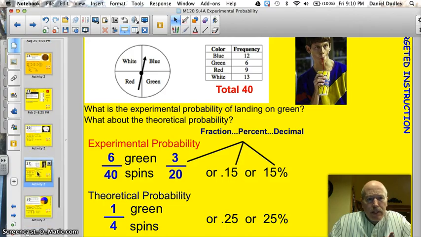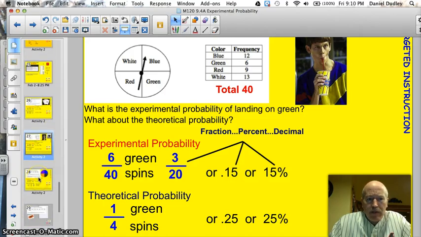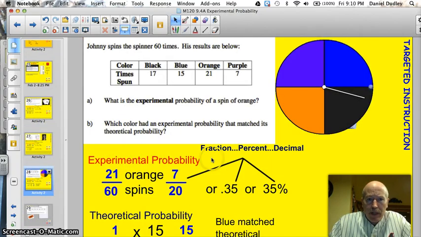All right. There's another example, and they like to do these kinds of problems on tests, and I want to give you one. Johnny spins this spinner. Give it a spin. Come on, it won't spin. Well, there we go. Johnny spins this spinner 60 times and his results are below. So he had 17 black, 15 blue, 21 orange, and 7 purple. What was the experimental probability of spinning orange?